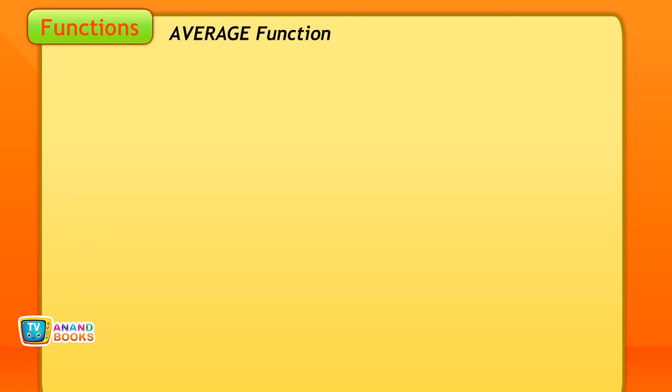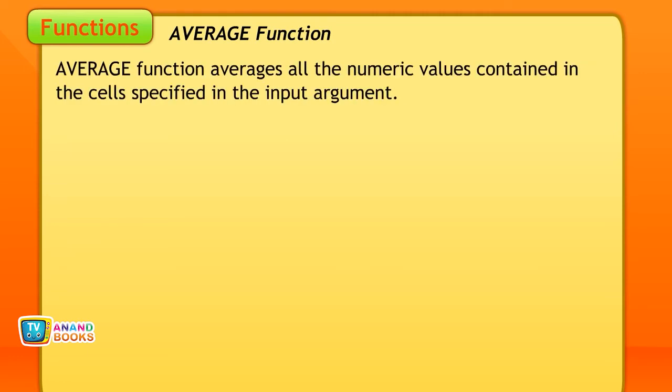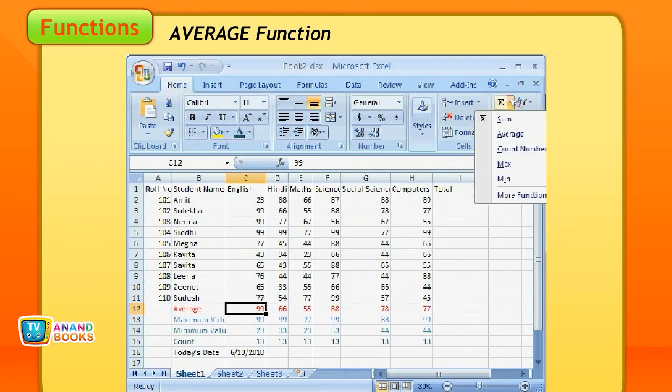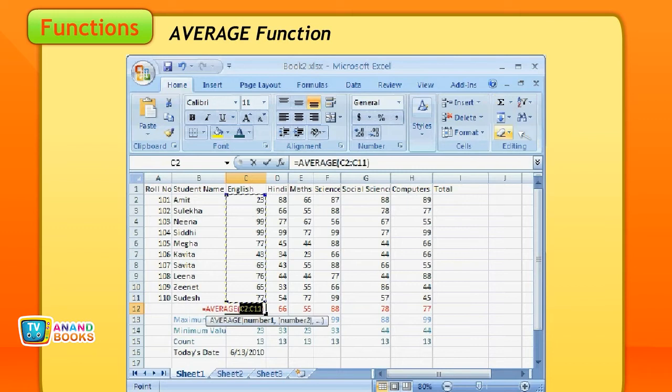Average function. Average function averages all the numeric values contained in the cells specified in the input argument. 1. Select the cell into which the average formula will be entered. 2. To find the average, click Formulae, AutoSum, Average option. 3. Select the range of the cells. 4. Press Enter to view the result.